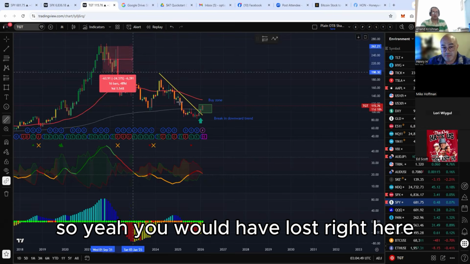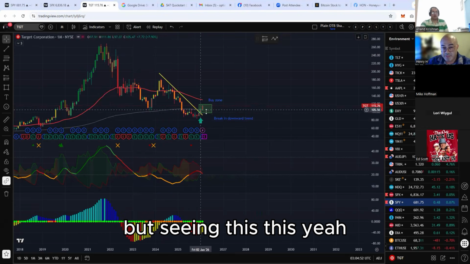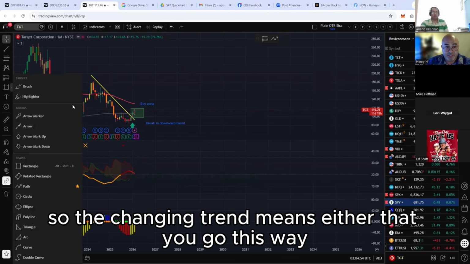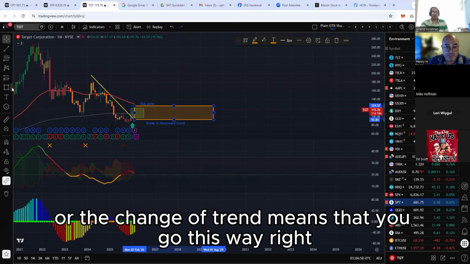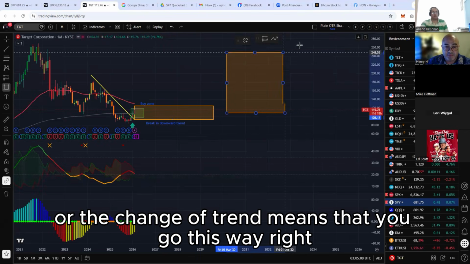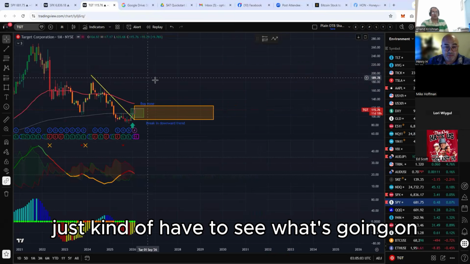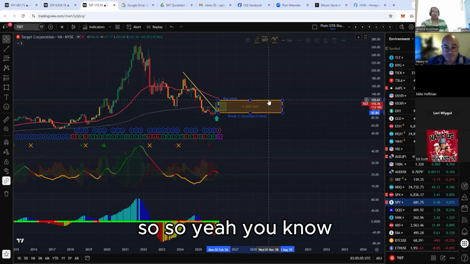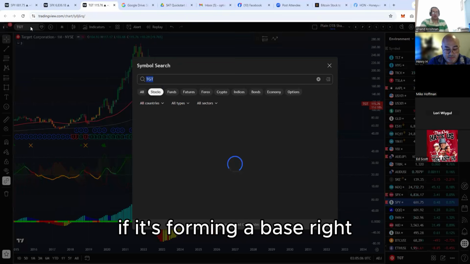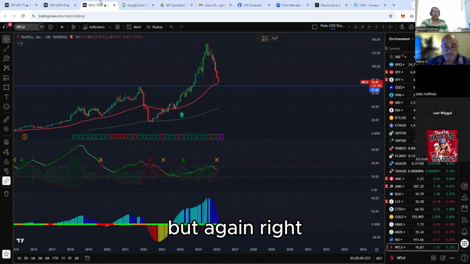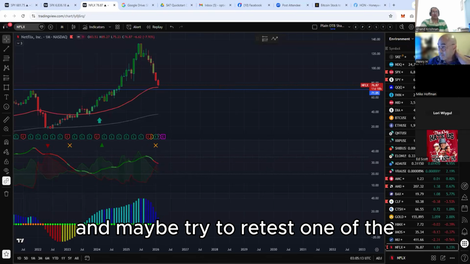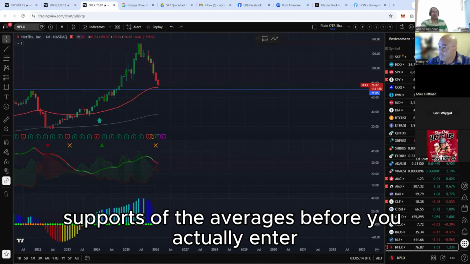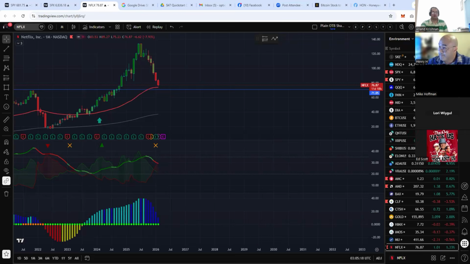So yeah, you would have lost right here, but seeing this change in trend. The change in trend means either that you go this way, or the change of trend means that you go this way. Just kind of have to see what's going on. So if it's forming a base, that's one possible place. But again, you want to actually see it break out and maybe try to retest one of the supports or the averages before you actually enter.